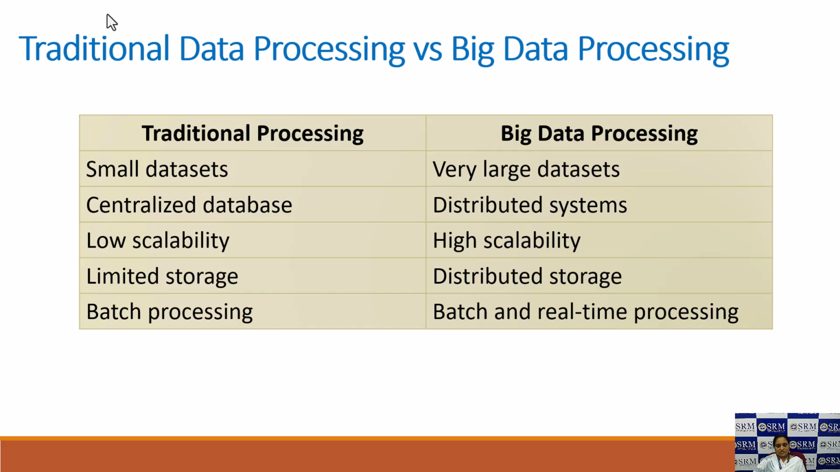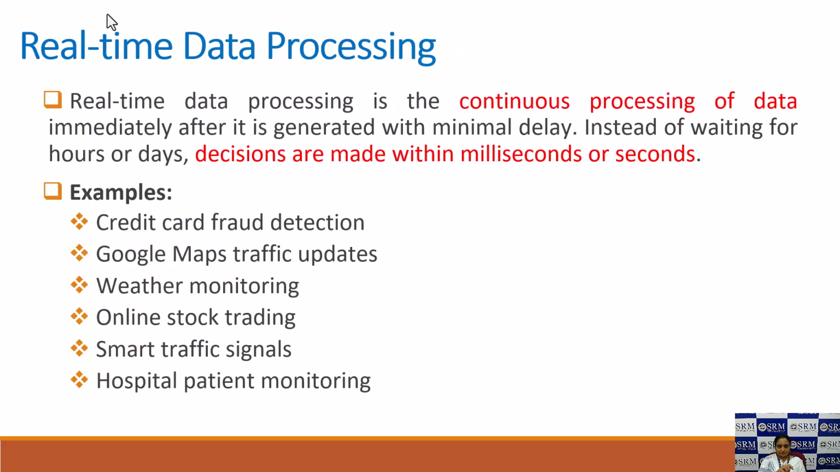Whereas big data processing is very large data sets, distributed. There's no server-client. In the case of centralized, it is server-client technology, but there's no such technology available in your big data. High scalability, distributed storage, batch and real time. Both are possible in your big data processing.